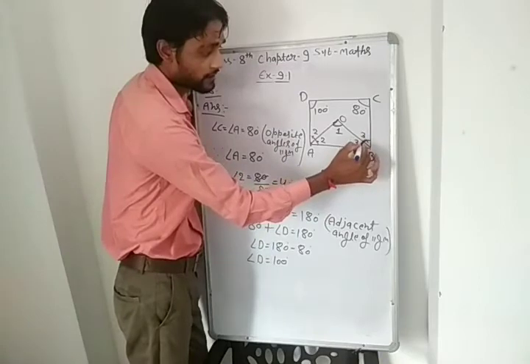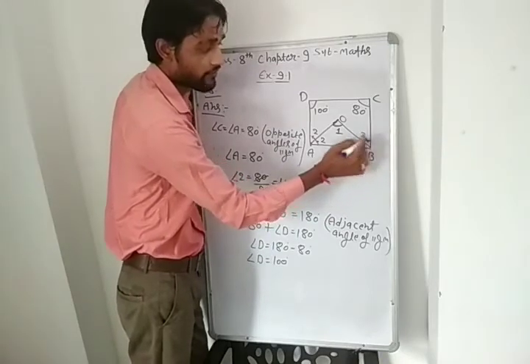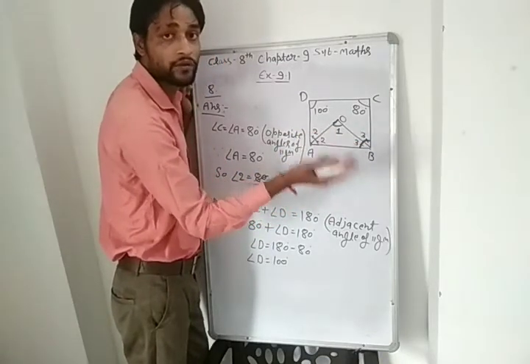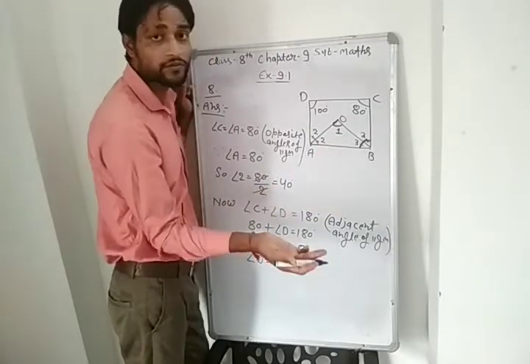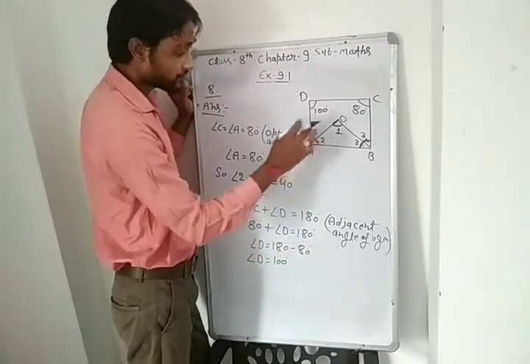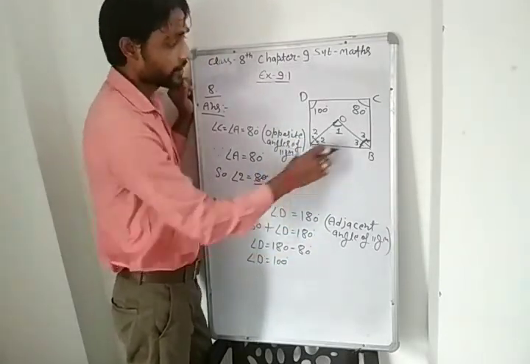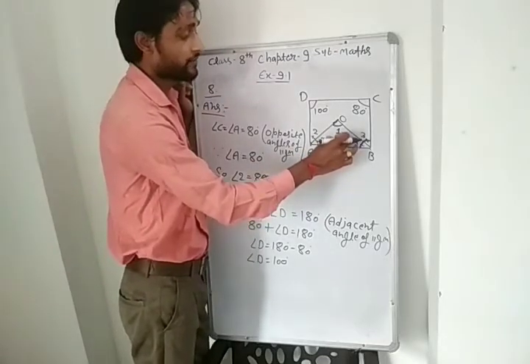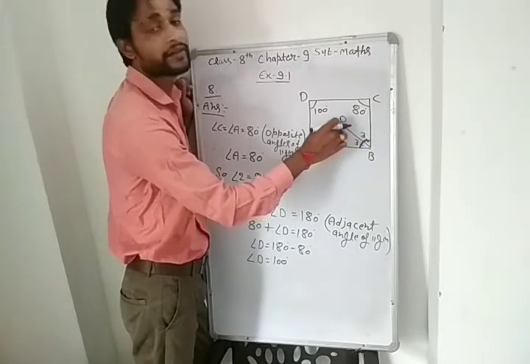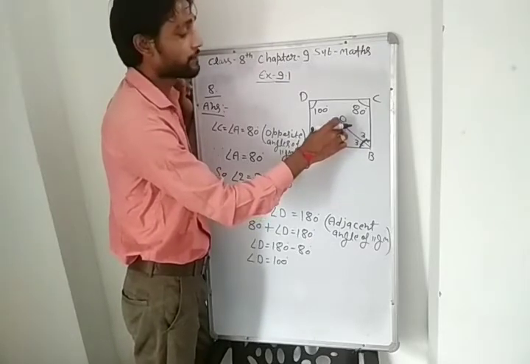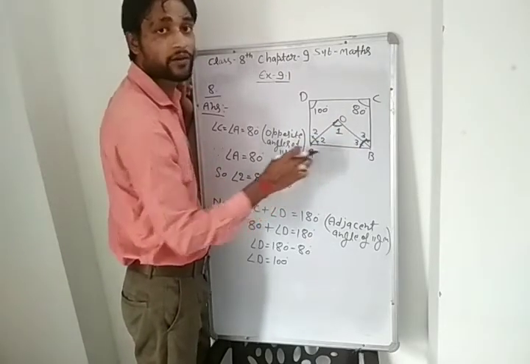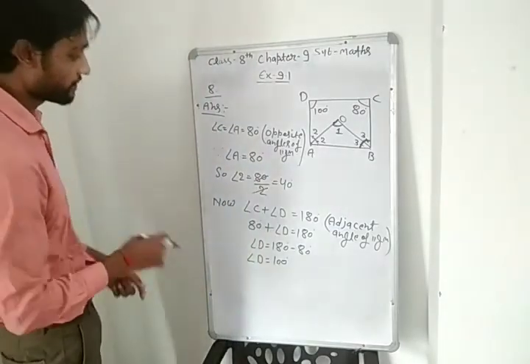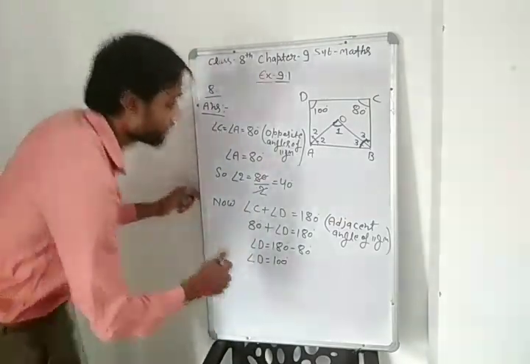Because this whole angle is equal to 100 degrees and half of it is equal to 50 degrees, angle 3 is equal to 50 degrees. Now angle 2 is 40 degrees and angle 3 is 50 degrees, both make 90 degrees, and what is remaining? 90 degrees, so that we can complete the angle sum property of the triangle. Okay, so here we will move on further.